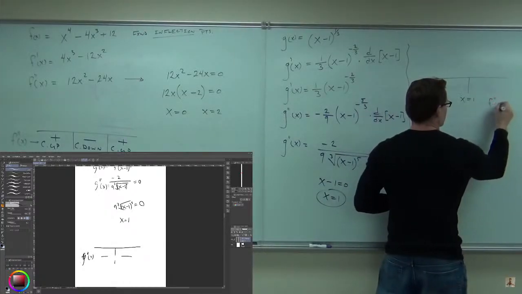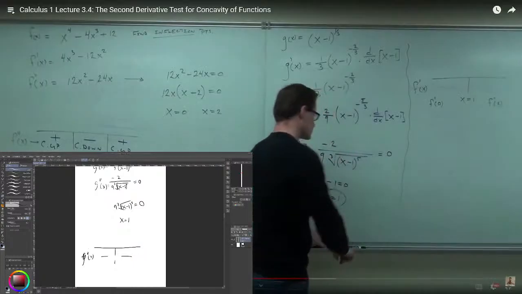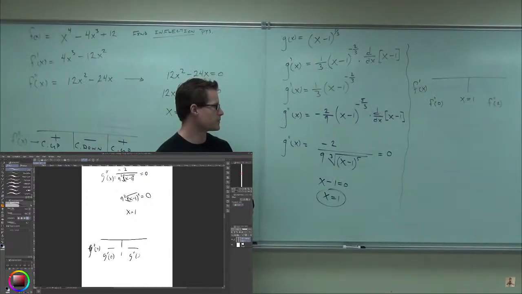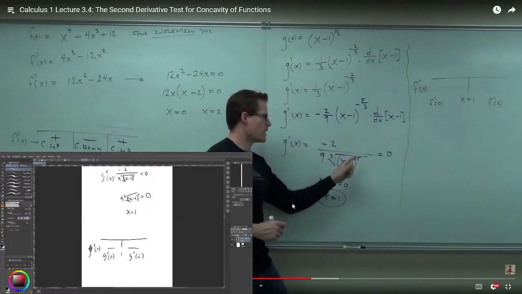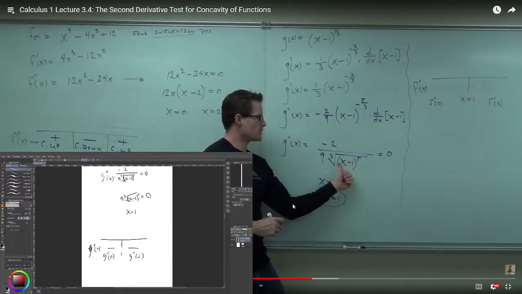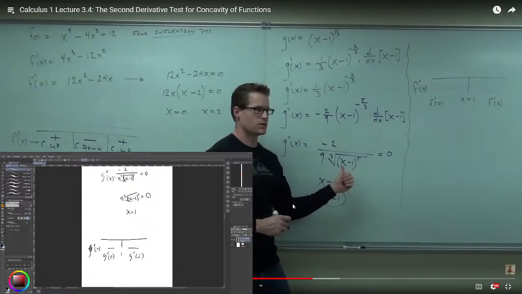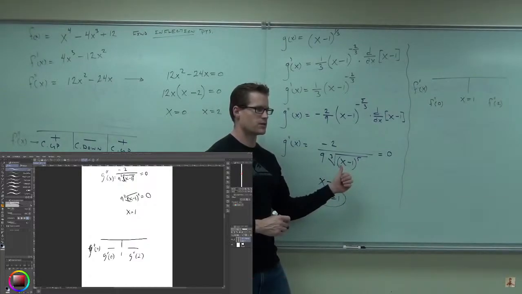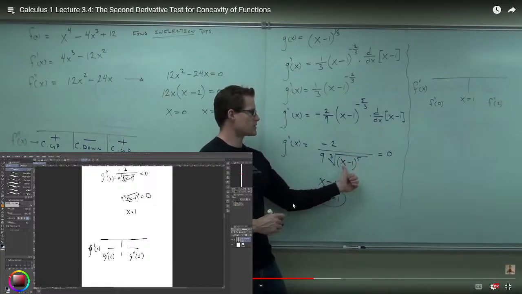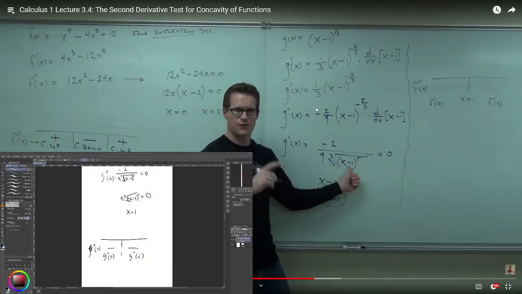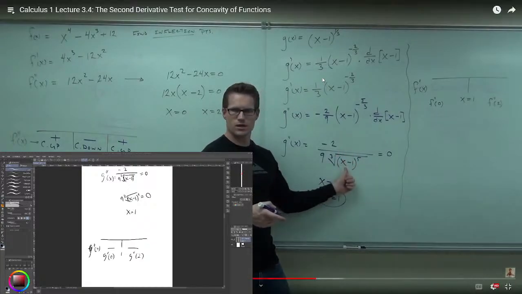Remember, I really care about positive, negative. That's what I care about. So when I try 0 into my second derivative, I'm going to get, oh my gosh. Negative or positive? Let's try it. What's 0 minus 1? Negative. To the 5th power? Negative. Cube root? Negative. Times 9? Negative over a negative gives you a... Wait. Oh, whoops.